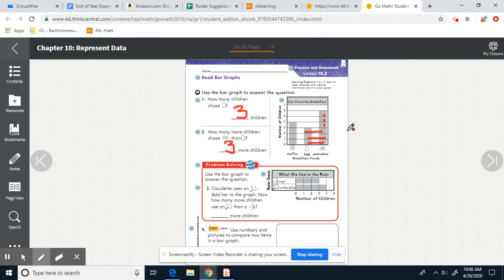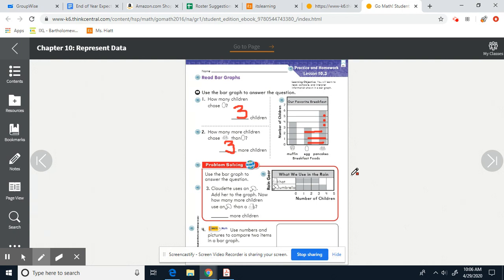Okay, I'm going to go through one more question, and this is a tricky question that you might see on the assessment, but this is going to be for that level 4. You're going to be pushing beyond first grade, using all of your problem-solving skills. So this says, use the bar graph to answer the questions. Claudette uses an umbrella. Add her to the graph. Now, how many more children use an umbrella than a hat?